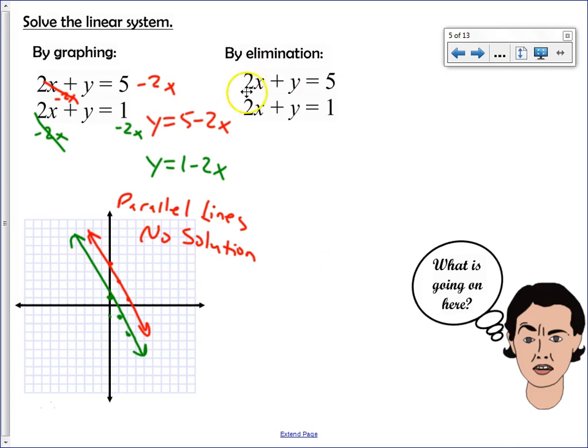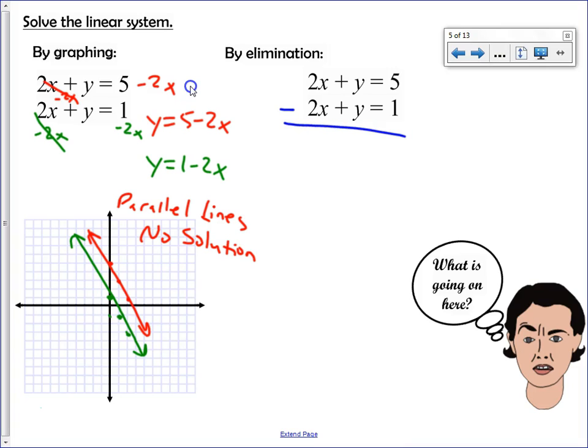Notice that we can eliminate either the x or the y variable because they're both the same. So when I subtract now, because they're the same, 2x minus 2x cancels out, y minus y cancels out, so I have nothing left on the left side of the equation. 5 minus 1 is 4. 0 does not equal 4, and we've talked about this before when we solve equations. So that means there is no solution. And I just wanted to show you what that looks like when you graph it and what it looks like when you eliminate. We've eliminated the variables and it's not a true statement anymore.